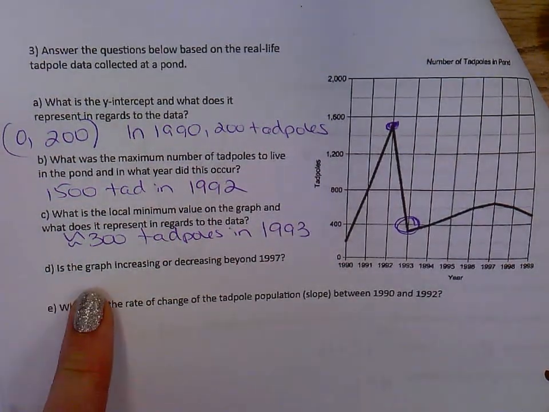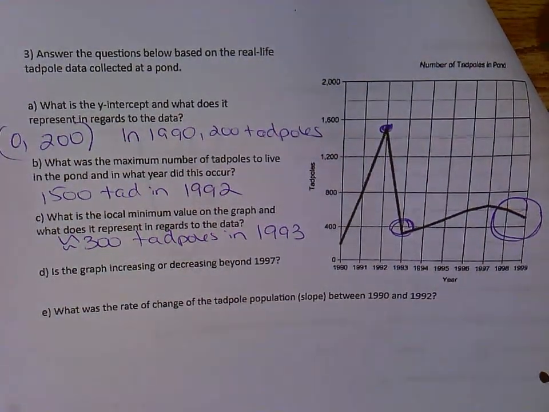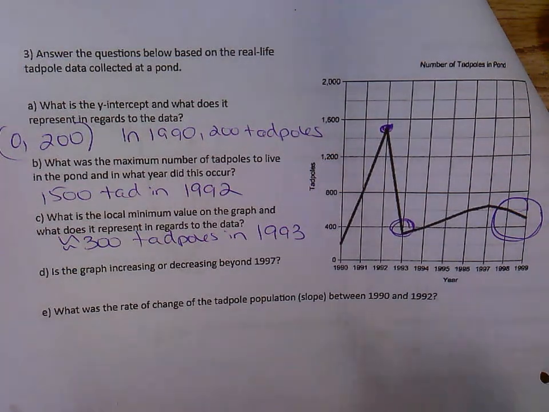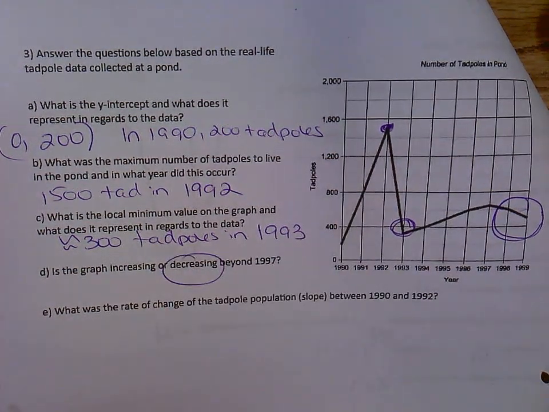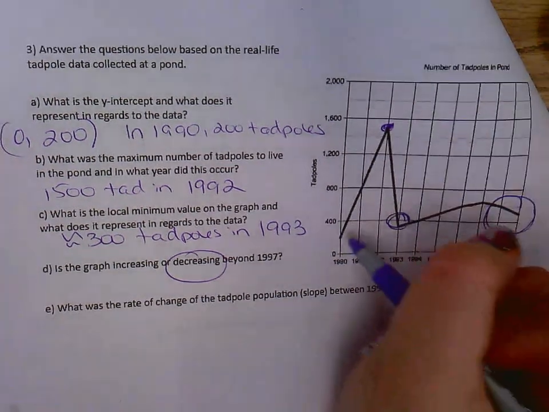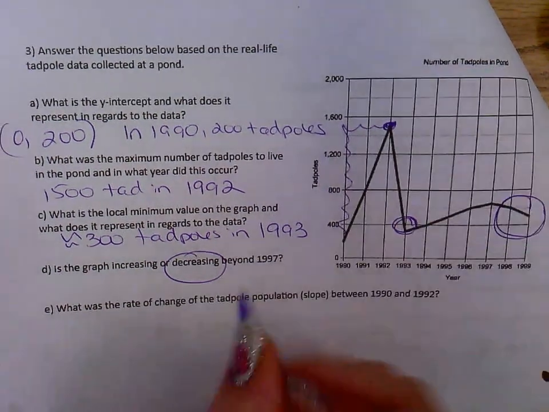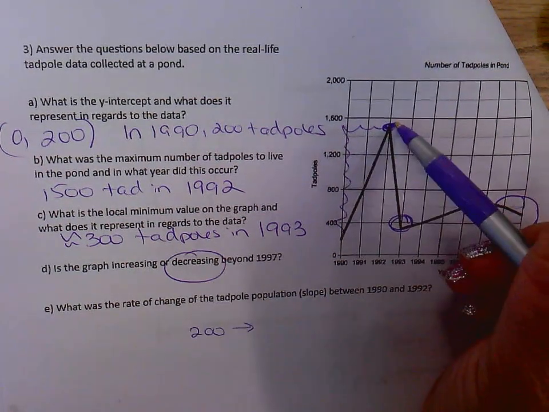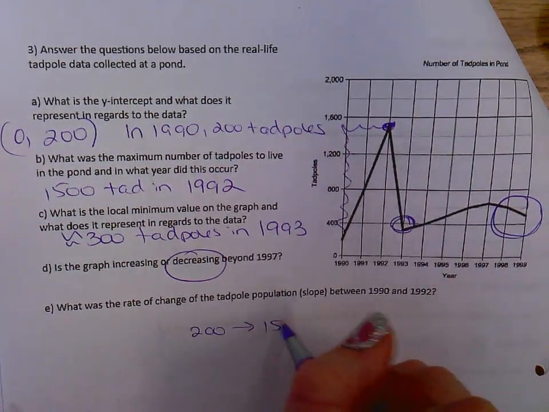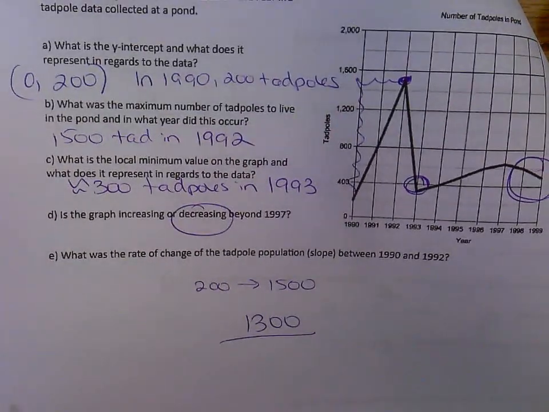Is the graph increasing or decreasing beyond 1997? Yeah, so I would say it looks like the population of tadpoles is decreasing if the trend continues. So see how you're using the vocabulary to actually analyze a situation? What was the rate of change between 1990 and 1992? So you think about what was your rise and what was your run. So if I'm going from 200, what did we call this? 1500? What was my rise then? 1300 tadpoles would be my rise over 2 years.